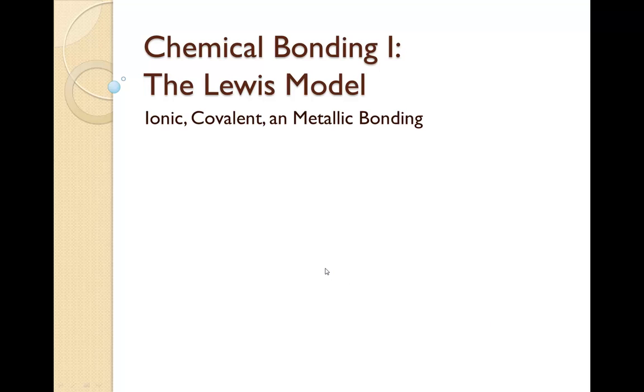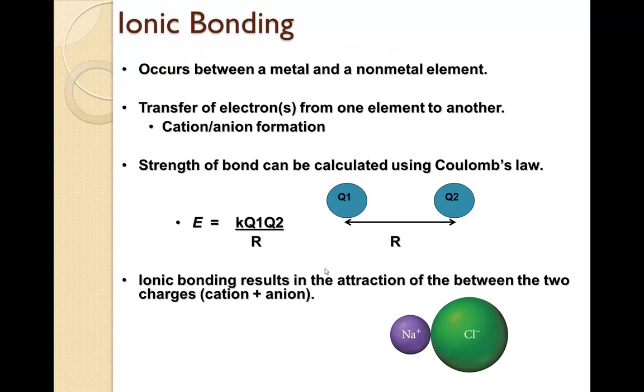This tutorial discusses ionic, covalent, and metallic bonding in more detail. Ionic bonding occurs between a metal and a nonmetal element. It's a transfer of electrons from one element to another to form a cation and an anion.